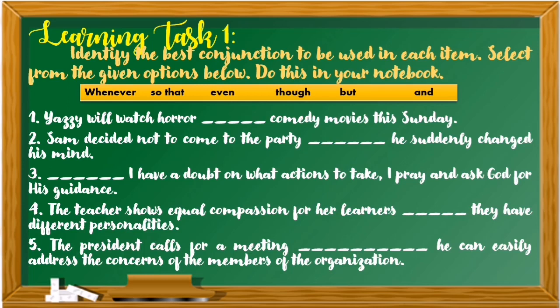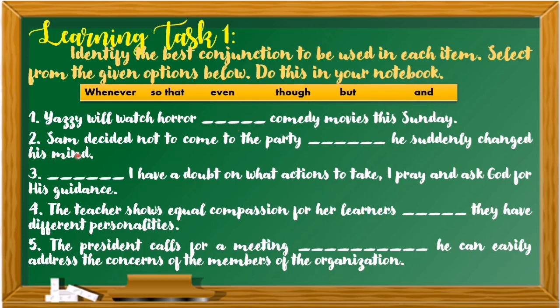For number 1, Yazzie will watch horror blank comedy movies this Sunday. So Yazzie will watch horror. And what conjunction will we use? Yazzie will watch horror blank comedy movies this Sunday. So horror and comedy are two different kinds of movies. So what will we use? Yes, we use the conjunction and.